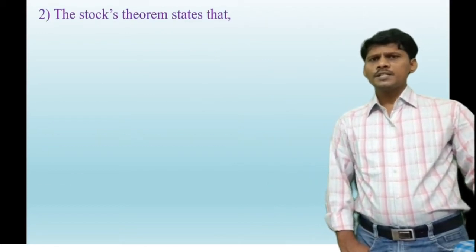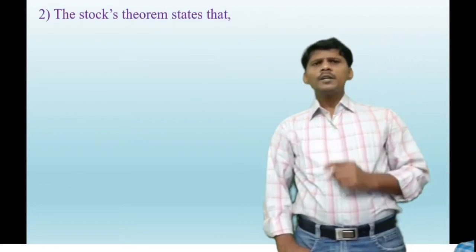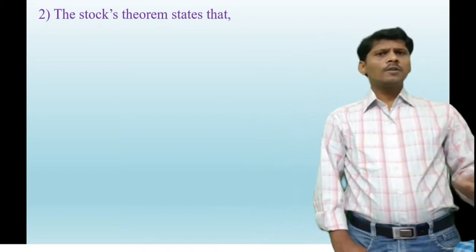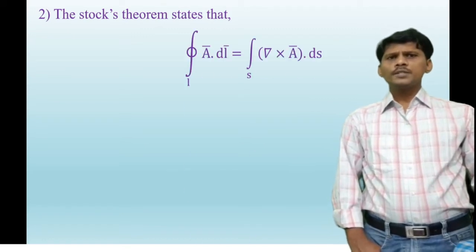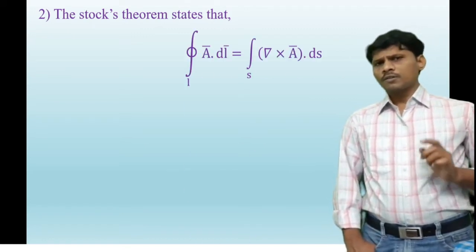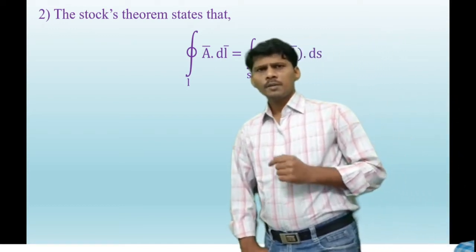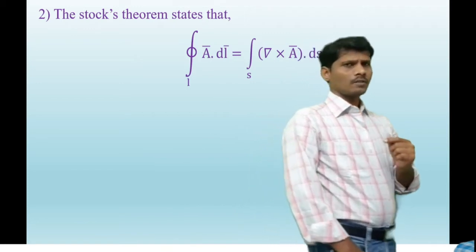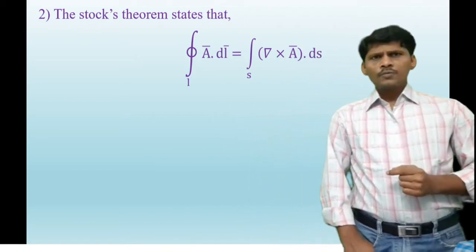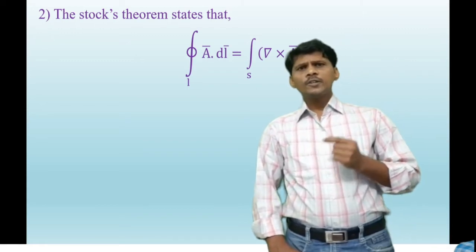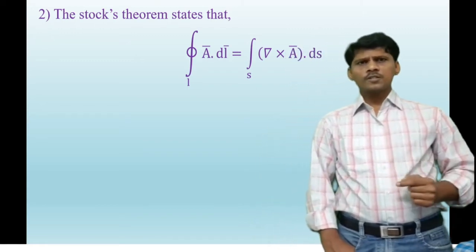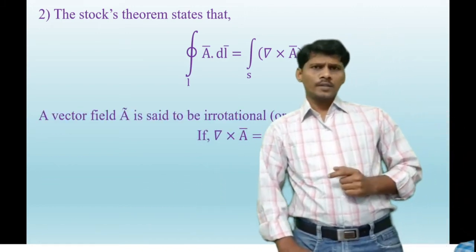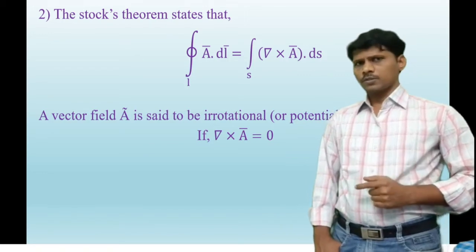And one more statement is Stokes theorem. The statement of Stokes theorem is: closed line integral of A bar dot dl bar is equal to open surface integral of del cross A bar dot ds bar. Any vector A bar is an irrotational field if del cross A bar is equal to 0.